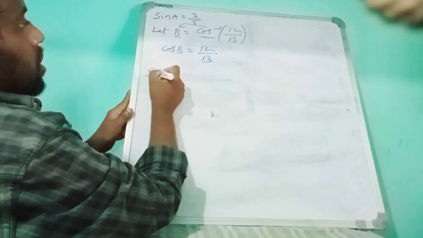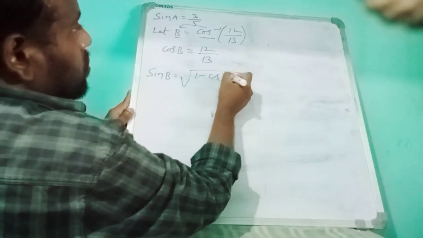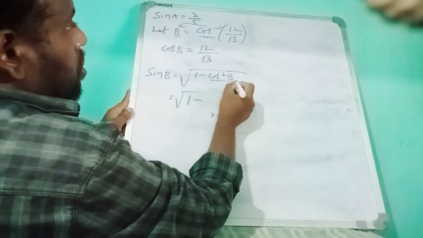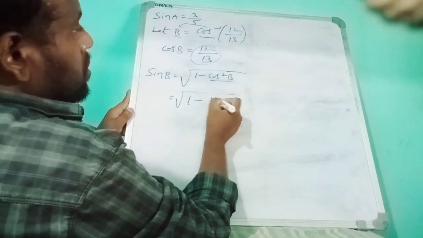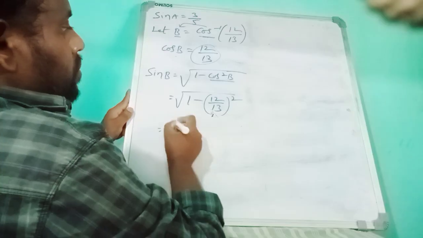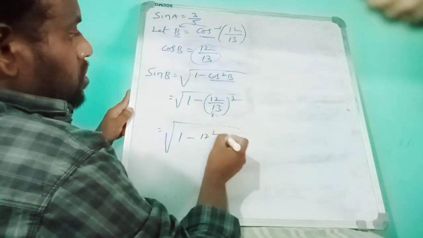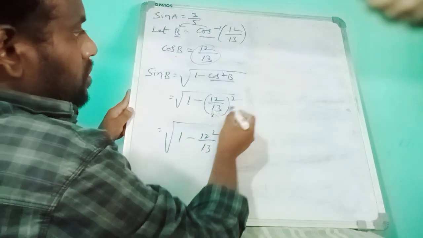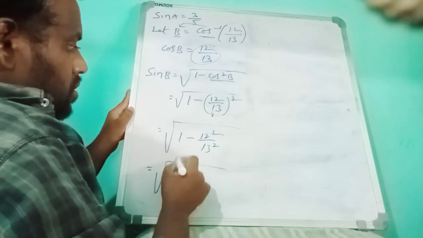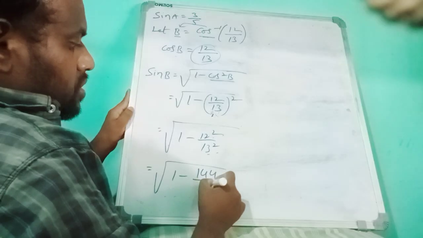Next we have a formula, sin B is equal to square root of 1 minus cos square B. Substitute: square root as it is, 1 minus, cos B is 12 by 13, but this is squared. Square is applicable to 12, so 12 square divided by 13 square. Next, square root of 1 minus, 12 square means 144, 13 square means 169.